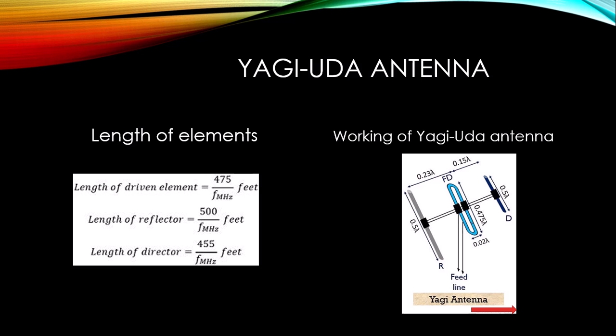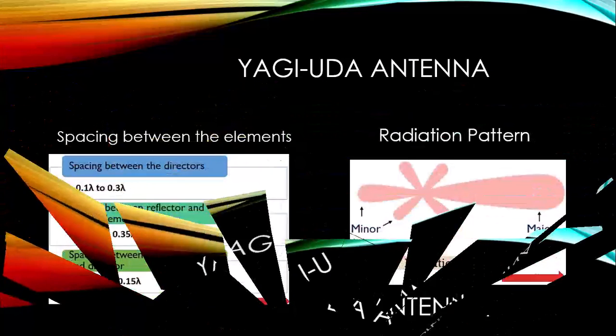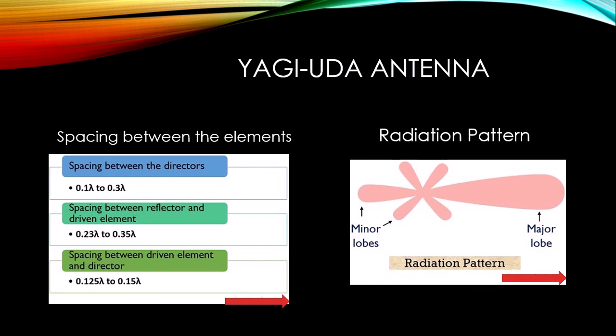So let's have the spacing between the elements to form a Yagi-Uda structure. The spacing between the directors is 0.1 to 0.3 wavelength. The spacing for the reflector and driven element is 0.23 to 0.35 wavelength. Then the spacing between the driven element and the director is 0.125 to 0.15 wavelength.